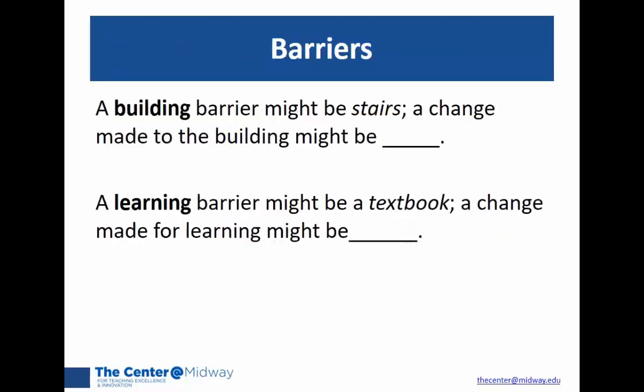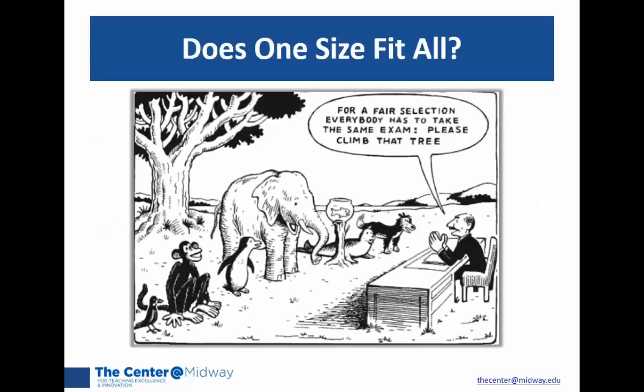So a building barrier might be stairs, a change made to the building might be a ramp. A learning barrier might be a textbook. A change made for learning might be video. Okay. So just little bitty changes and things like that. Does one size fit all? For a fair selection, everybody has to take the same exam. Please climb that tree.